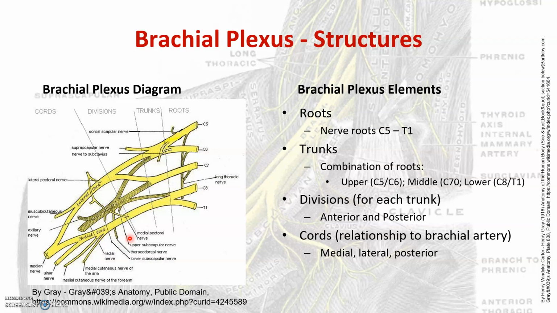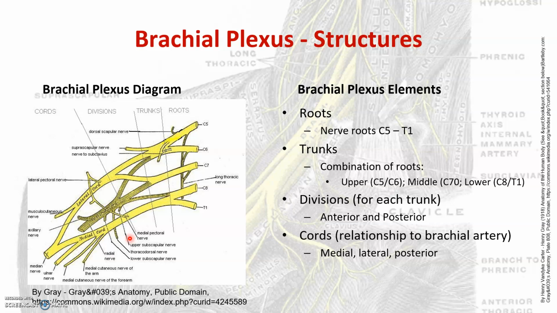The brachial plexus is divided into roots, trunks, divisions, and cords. The roots arise from the nerve roots of C5 to T1 spinal levels. The trunks are the combinations of these roots. So the upper trunk is made up of the combination of C5, 6, the middle trunk C7, and the lower trunk C8, T1.